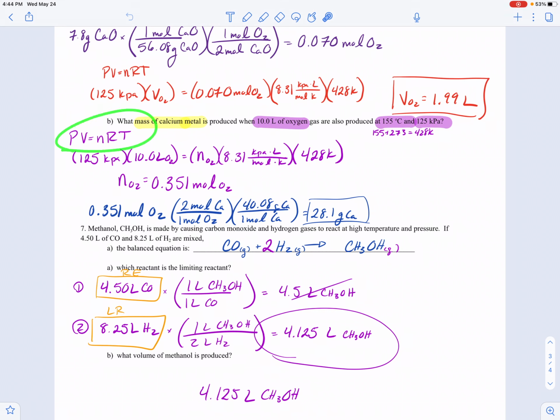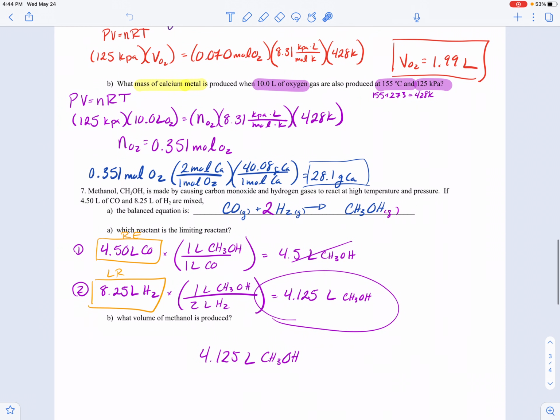So I'm going to start with my PV = nRT. I'm at 125 kPa. I know that I've used 10 liters of oxygen gas, so that's going to give me moles of oxygen gas. I'm going to use 8.31 for my R constant again, and I'm at 428 Kelvin. So I'm going to solve and find out. Keep in mind this is moles of oxygen gas because you were in liters of oxygen gas. PV = nRT is not stoichiometry, so whatever substance you're in when you're in volume, you're in that same substance for moles. So it tells me how many moles of oxygen gas I have.